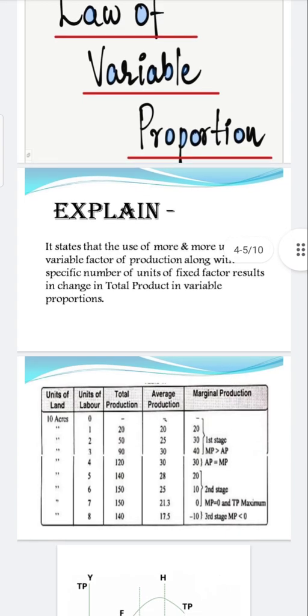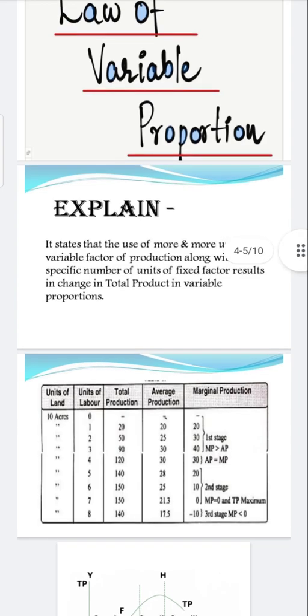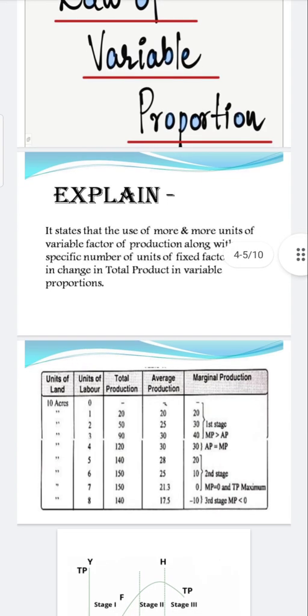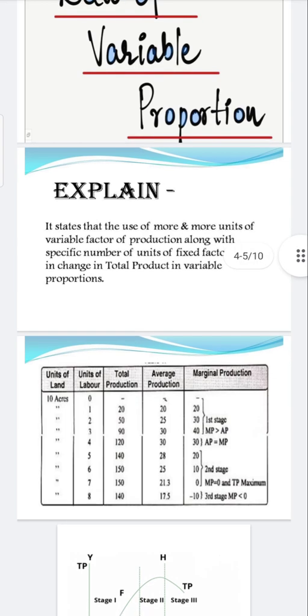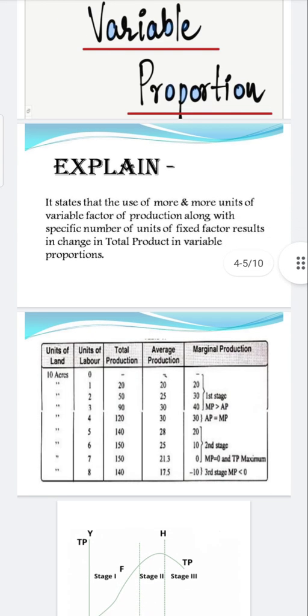Other two things which have to be kept in mind while studying this law of variable proportion is that it is also known as the law of returns to a factor, but don't get confused with the law of returns to scale. That is an entirely different concept. And lastly but not least, it is a short run phenomenon.